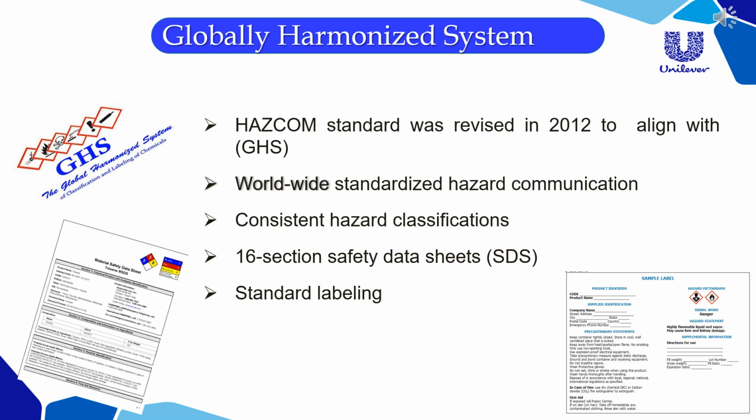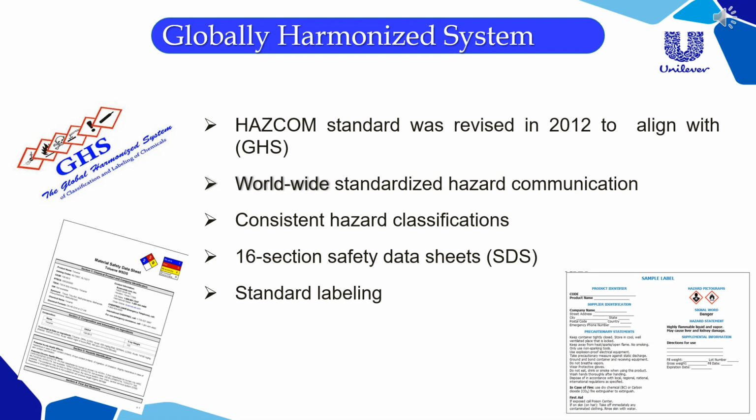In 2012, in an effort to standardize all hazard communication worldwide, the globally harmonized system was developed. Basically, this means there are consistent hazard classifications, consistent standard labeling, consistent safety data sheets worldwide for chemicals. This is an attempt to make sure that everyone is getting all the same information and all the correct information.